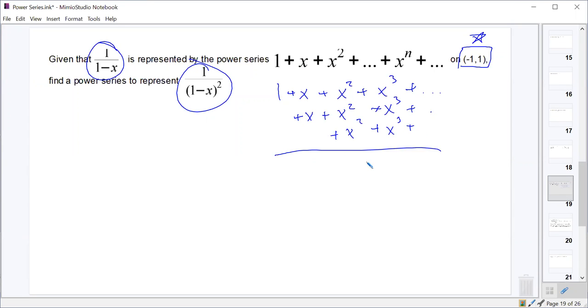And so if we were to add this all together, what would our series end up looking like? It'd end up looking like 1 plus 2x plus 3x squared plus 4x cubed, and then 5x to the 4th, and so on going down. And what might we note here then, potentially?